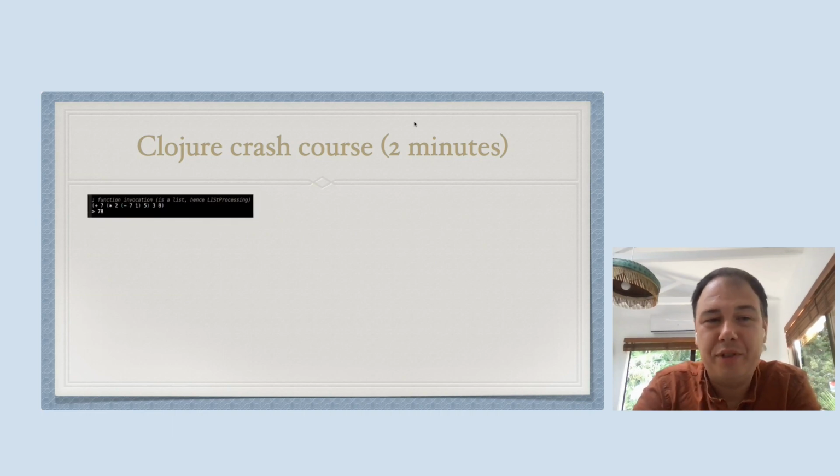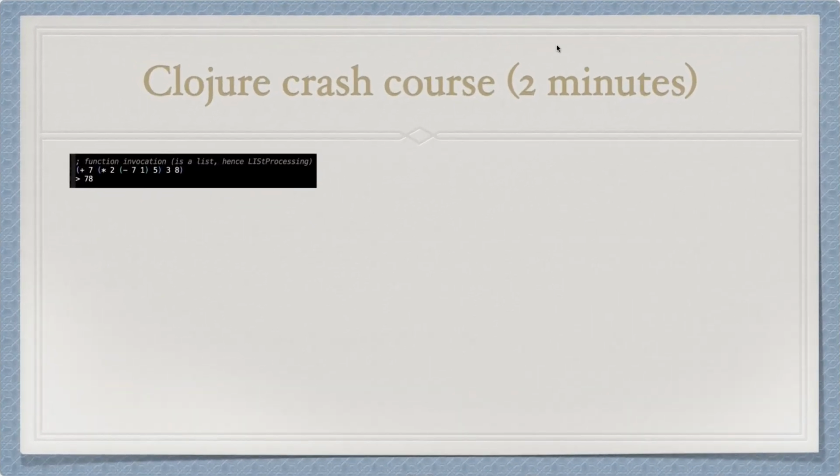So in Clojure, everything is a list, as in every Lisp. And those lists are interpreted by the compiler most of the time as function invocation. So in here you have an invocation of minus with 7 and 1, and then multiplication with 2, and the result of this minus 7 and 1, and so on. So the arithmetic looks a little bit odd, but it's a very fast process to get used to it.